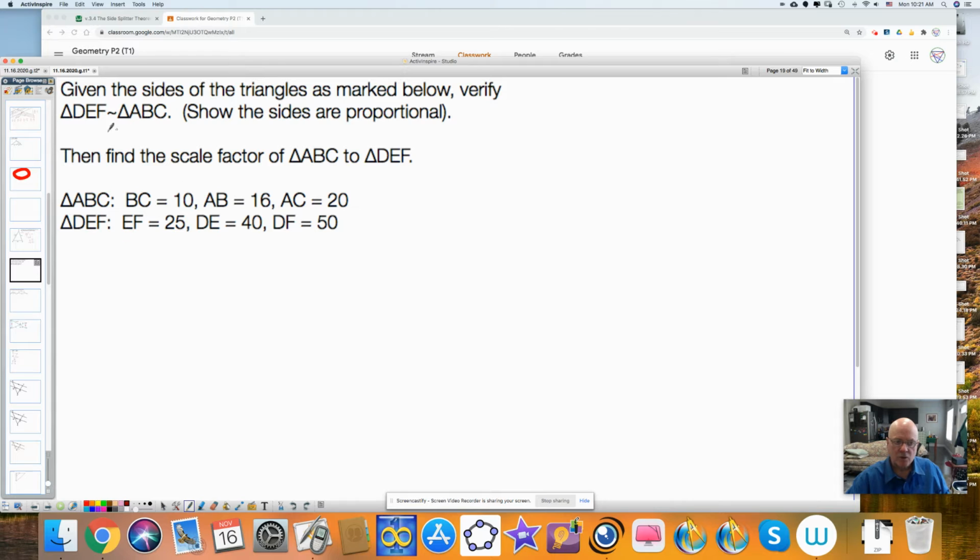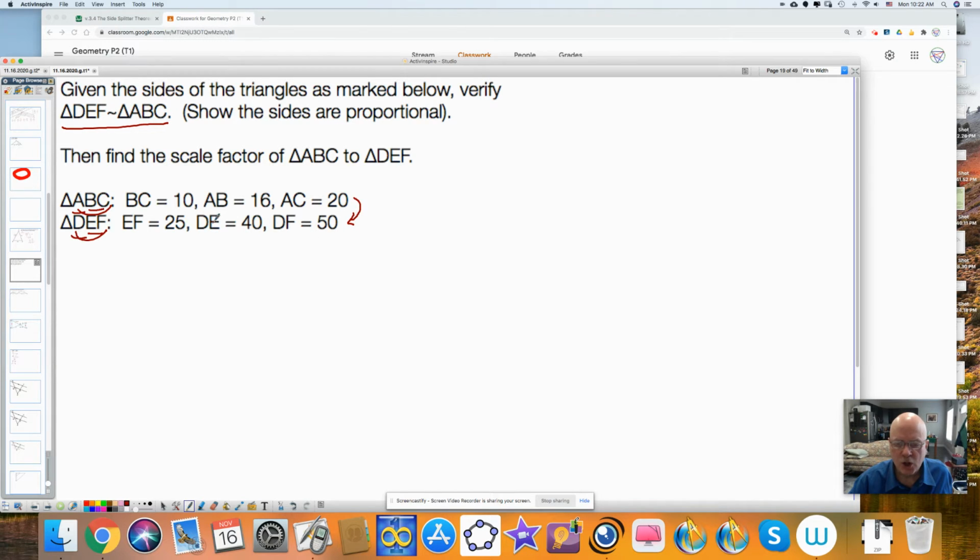From the homework, we are told that the two triangles are similar. And notice BC, the last two letters, matches up with EF. AB and DE, those two and these two match up. And AC matches up with DF. So these are all the sides matching up the way that we've written the proportion. We're to find the scale factor going from this to this one.